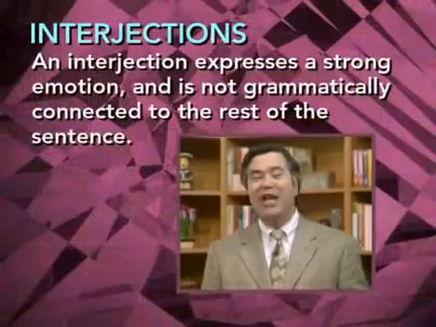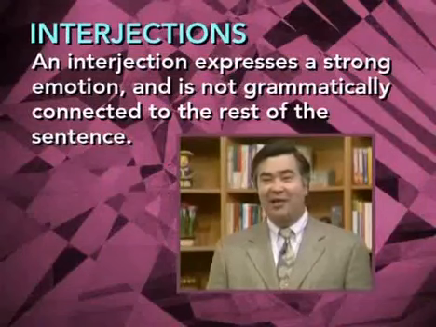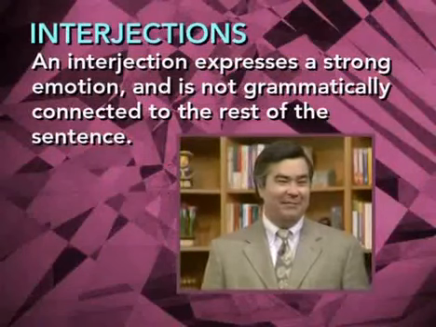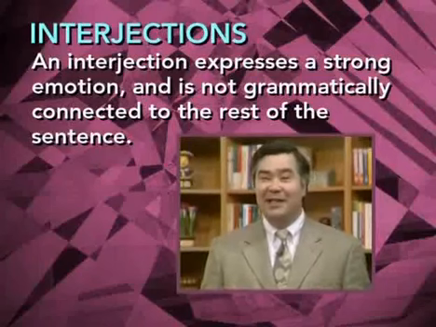We've gone through 8 of the 9 parts of speech, so that means there's only 1 left. And this last one is the simplest and, in a way, the funniest. An interjection expresses a strong emotion and is not grammatically connected to the rest of the sentence. In other words, an interjection is a word that just kind of hangs out there by itself.